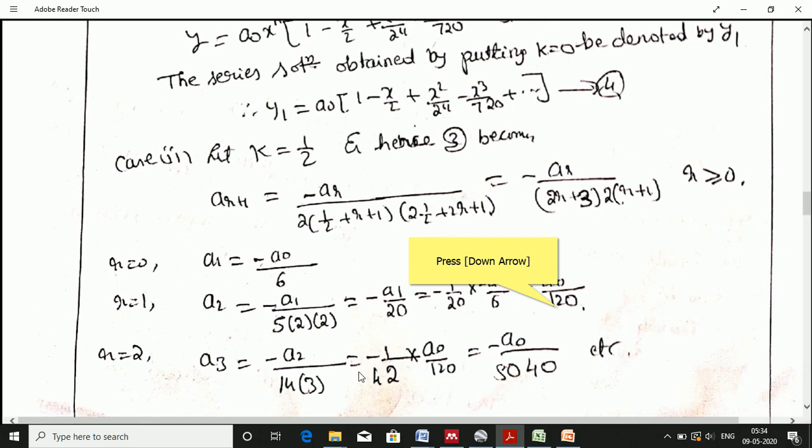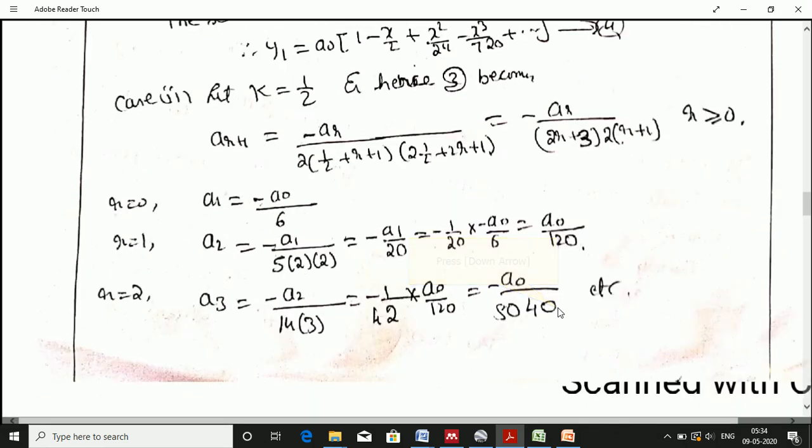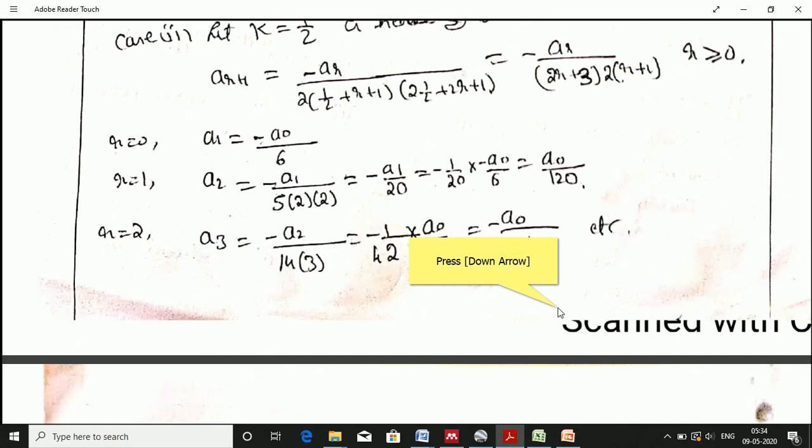For r is equal to 1, minus a1 divided by 5 into 2 into 2, 4 5s are 20, minus a1 divided by 20. a1 value is minus a0 divided by 6, so it is a0 divided by 120. For r is equal to 2, minus a2 divided by 14 into 3, that is minus 1 by 42 into a2, whose value is a0 by 120, giving minus a0 divided by 5040, etc.